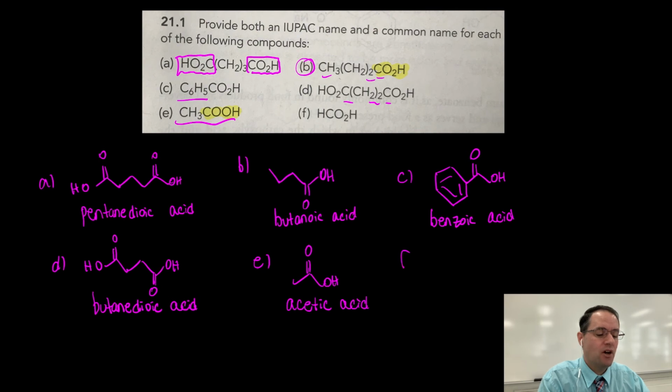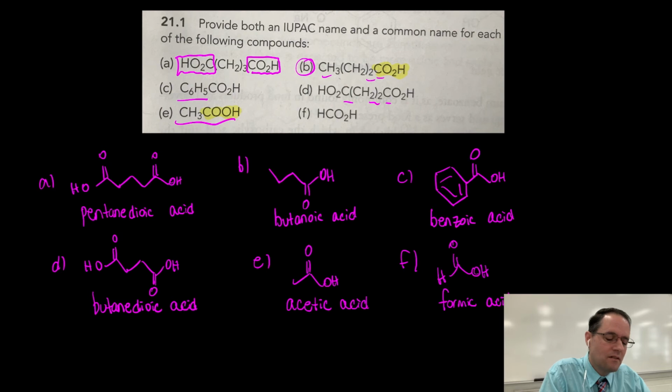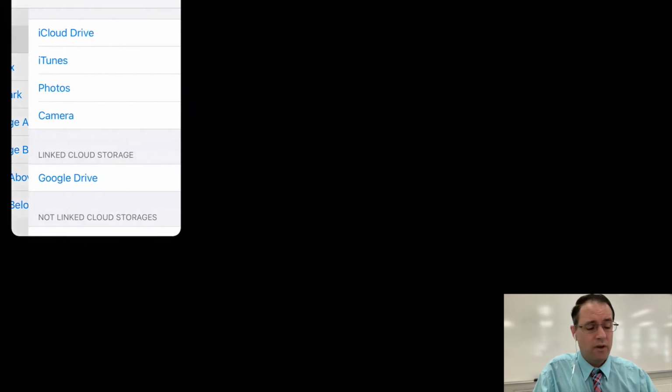In F, I would call this formic acid. Okay, 1 carbon. You could call it methanoic acid if you really wanted to. If you didn't remember, that's called formic acid. Okay, but yeah, that's formic acid, okay? Let's do another problem. Looks like problem 21.3 is good.